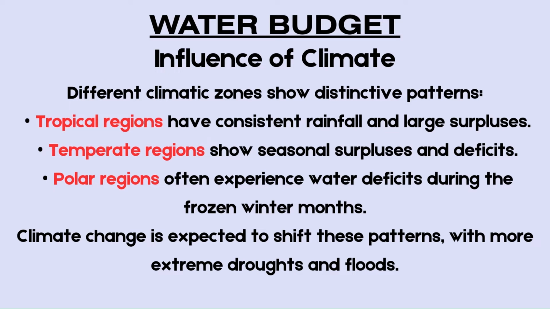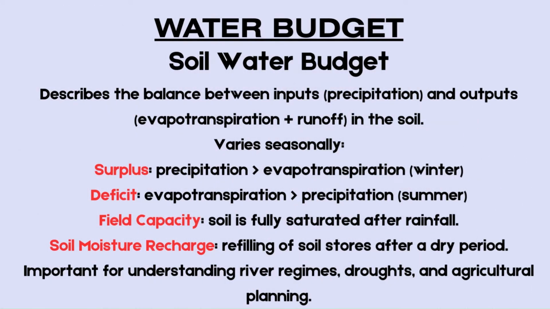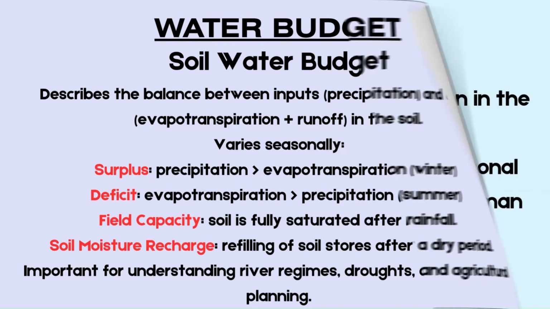The soil water budget describes the balance between inputs and outputs from the soil. This varies seasonally. Surplus is when precipitation is greater than evapotranspiration. Deficit is when evapotranspiration is greater than precipitation. Field capacity is when soil is fully saturated after rainfall. Soil moisture recharge is the refilling of soil stores after a dry period. This is important for understanding river regimes, droughts, and agricultural planning.